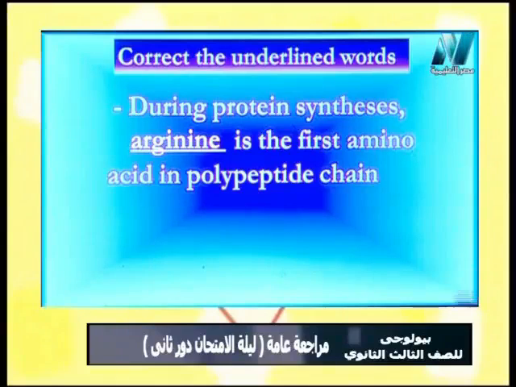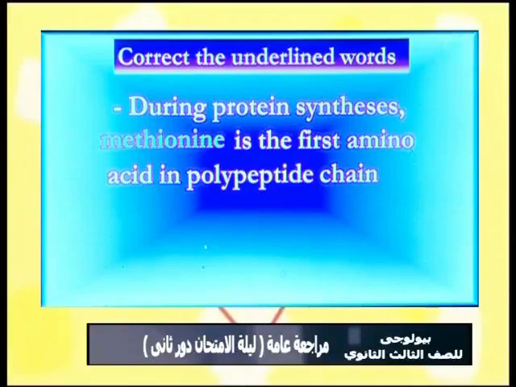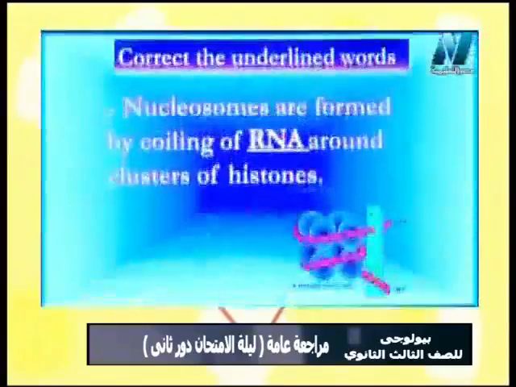يبقى هنا لما اجي اغير الحكايه دي وهو قال لي ان ارجينين دي wrong، يبقى على طول methionine amino acid is the first amino acid in the polypeptide chain. طب ولو قال لي methionine is the first amino acid in the polypeptide chain، اقول له because the mRNA start with the AUG codon which is called the first codon or the start codon.